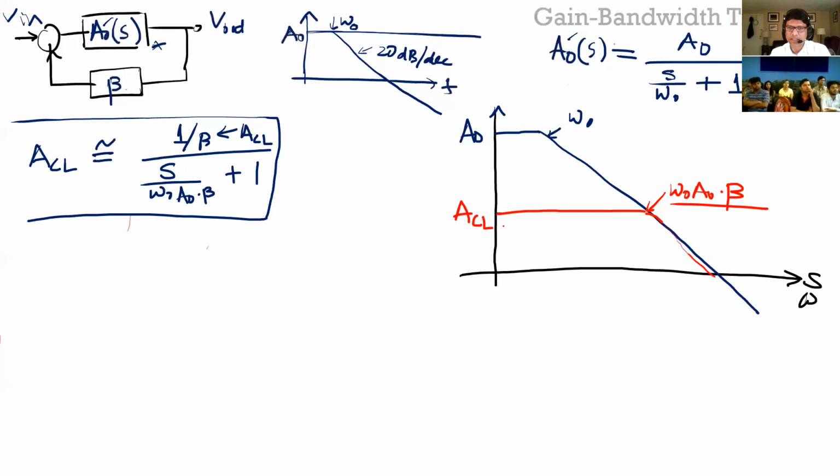So this region here is valid when your ACL, that's your closed loop transfer function, is a lot less than open loop. Then ACL is just equal to 1 over beta. That's this region here, right? And then once you get to this asymptote and go past that, your closed loop transfer function is usually greater than your open loop. Then the closed loop transfer function just becomes A naught.